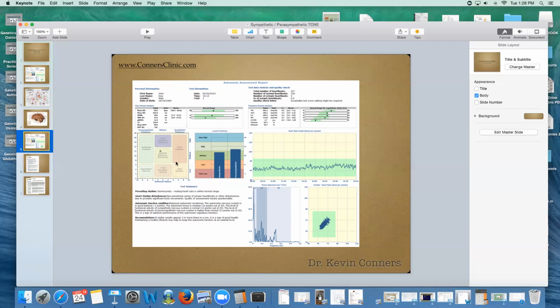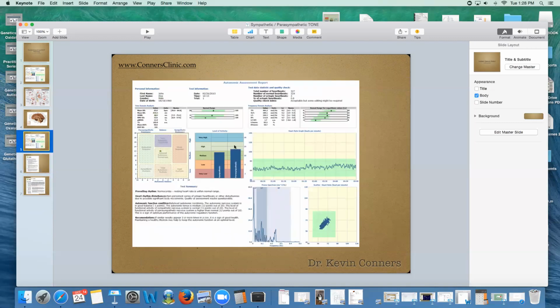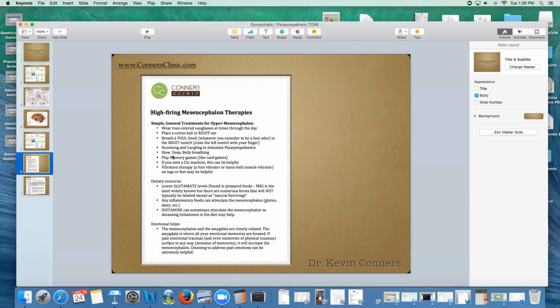So if I have a hypersympathetic state, I know that I have a hypermesencephalon. So I aptly named these the high-firing mesencephalic therapy. I could easily have said that this is for a hypersympathetic state. Same thing. So here are some specific exercises that we could do with that. And I'm not going to go through these all in this video. So if you're a patient of ours and you have your test that we did on you, and you have hypersympathetic or both of them, we would give you a handout like this that I would have you start doing.